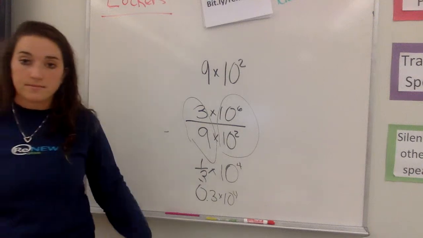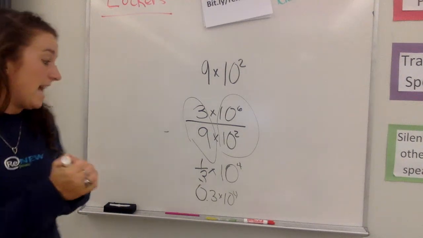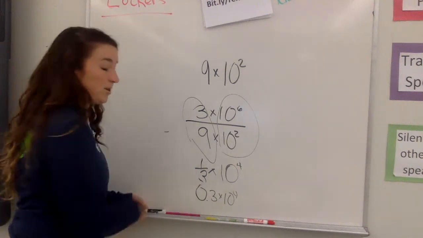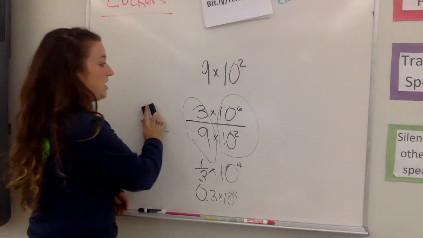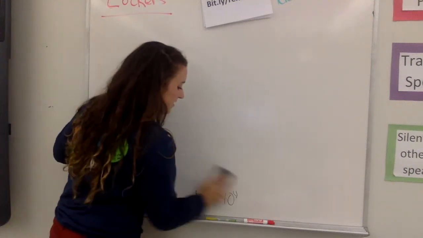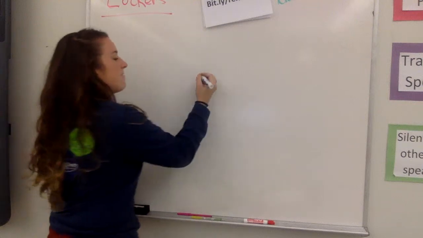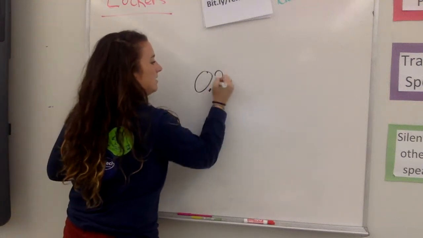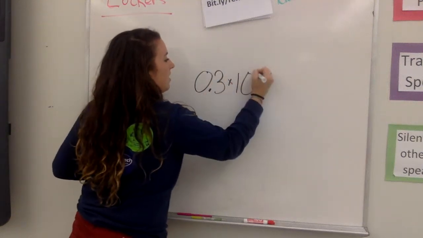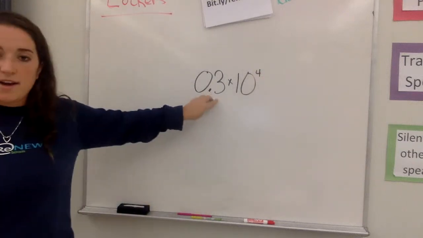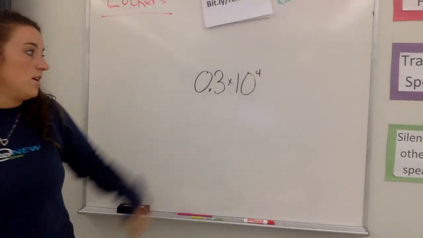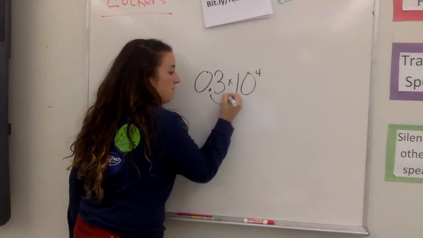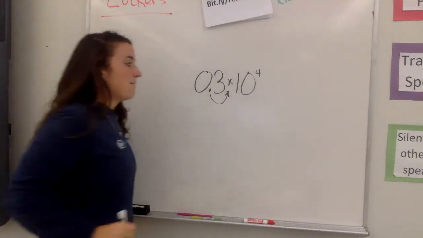Am I done now? No, because, is this number between 1 and 9? No, so I need to change it. I'm going to erase all this so we can work on this up here. So I have 0.3 times 10 to the 4th. And I need to make this front number so that it's between 1 and 9. I'm going to do that by moving my decimal back here.